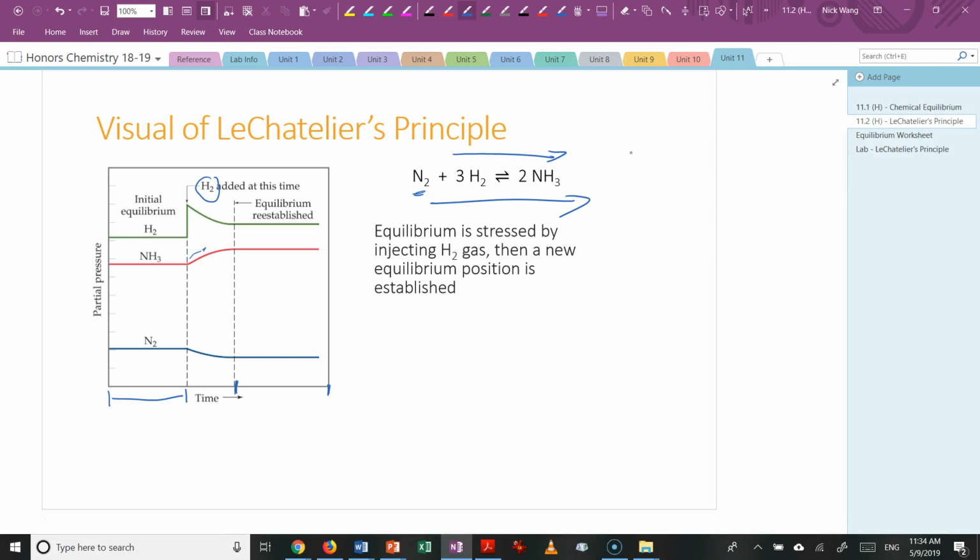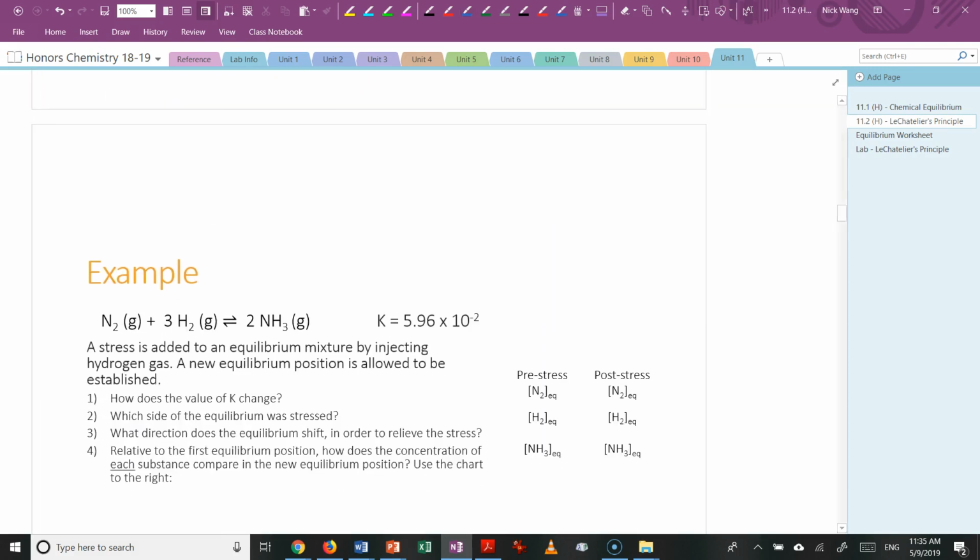What happens to the amounts? Well, H2 goes up, so the amount of H2 has increased some. The amount of NH3 has also increased some. The amount of N2 has decreased as a result. But of course, this is not something that just happens on its own. You have to cause a stress to happen. You force it to shift because you stress it.